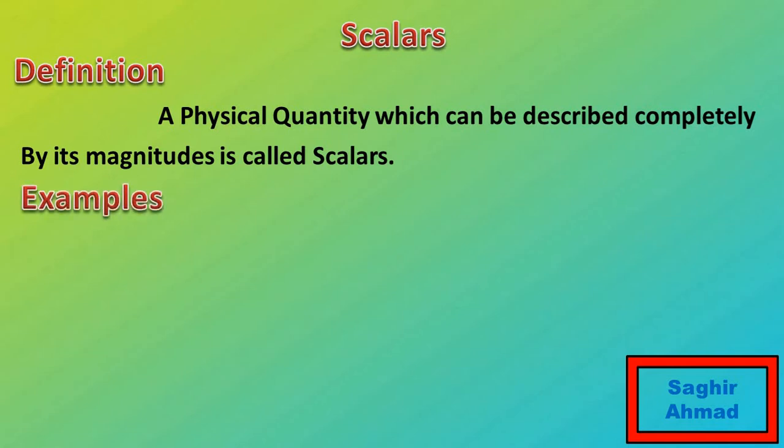So now we discuss some examples of scalar. Number 1, mass, length, time. All are types of scalar because we do not need direction in mass, length and time. We just need its magnitude, meaning its numerical value, and we completely describe mass, length, time. So these are examples of scalars.